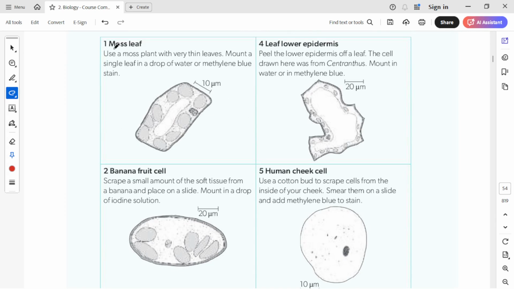So the first picture is of a moss leaf. It is a lower plant. The moss plant has very thin leaves. Mount a single leaf in a drop of water or methylene blue stain. So this is the cell of a moss plant.